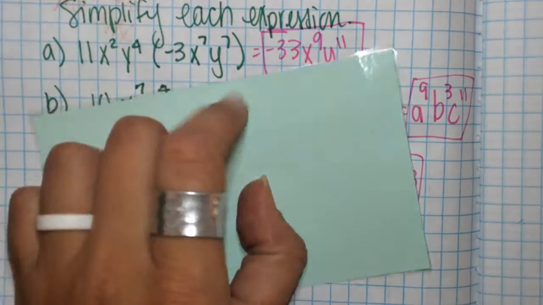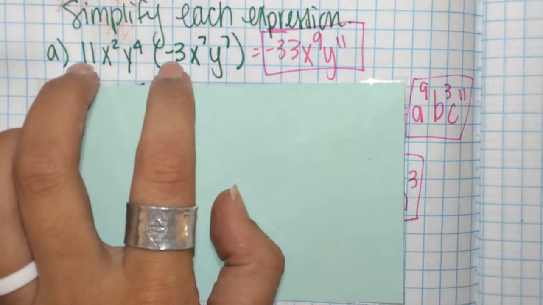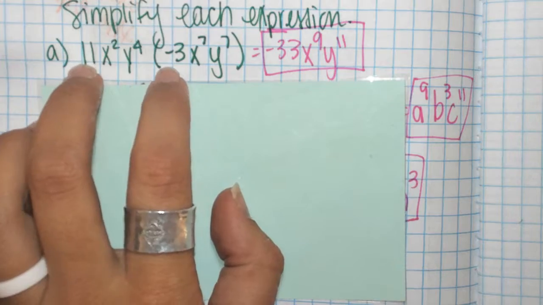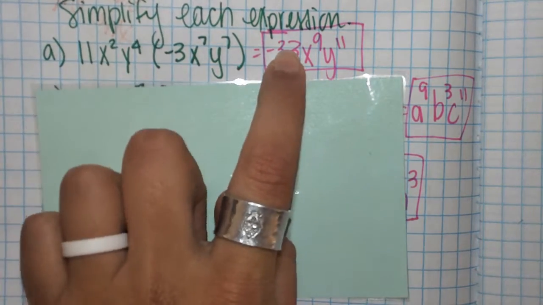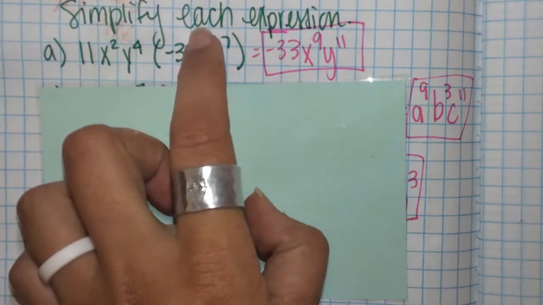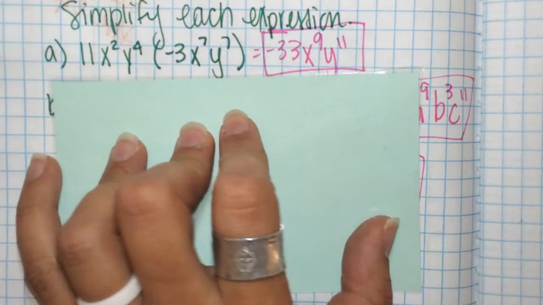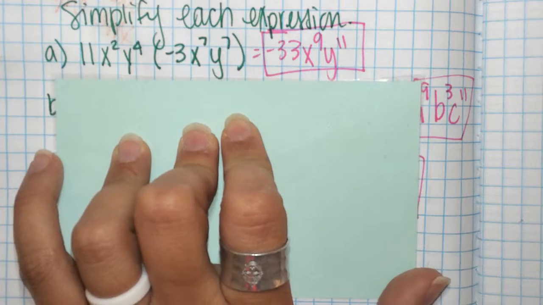Alright, so when you multiply like bases, you add the exponents. When you multiply coefficients, you multiply them. 11 times negative 3 gives you negative 33. The x's, you do 2 plus 7 and you get 9. 4 plus 7 and you get 11. How many of us got that right?